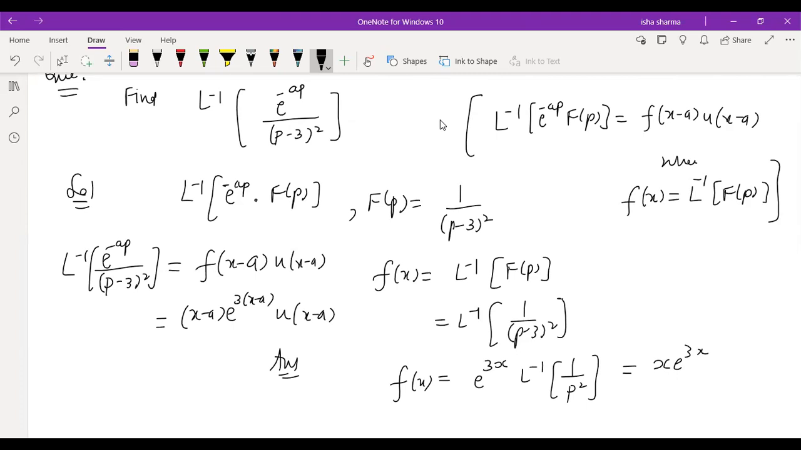Yes, so this was about the usage of the second shifting property in finding Laplace transform as well as Laplace inverse transform. We are left with one question type of this, in which we will be using unit step functions to find the solution of initial value problems. I'll take that question next time because that's a lengthy question. If you have any doubts now, you can ask me.